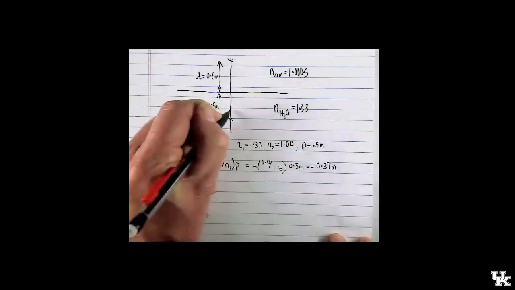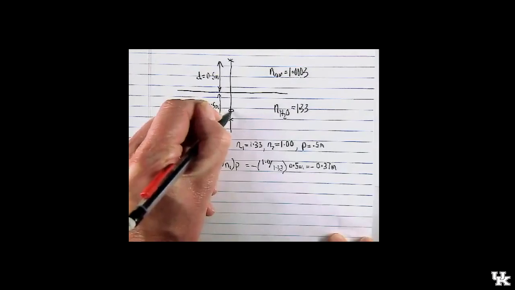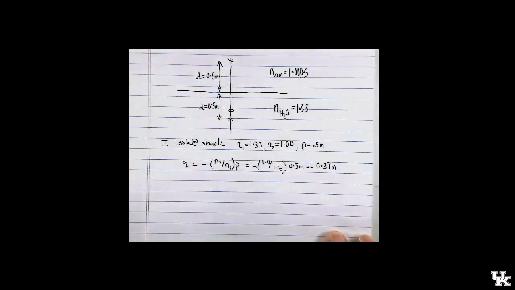So I see the shark's image somewhere around here in this picture. Here's the shark. And so that shark's image is closer than the shark really is, because that's the nature of an image formed when you look into something that has a higher refractive index. But it has the same size as the original shark. The magnification is 1. Okay, now let's imagine that the shark is looking at me.